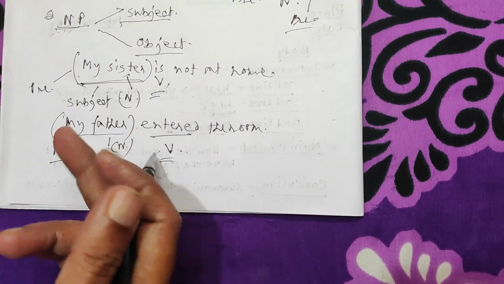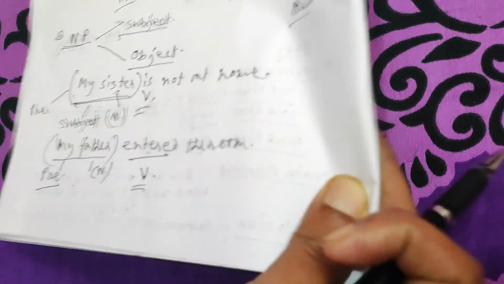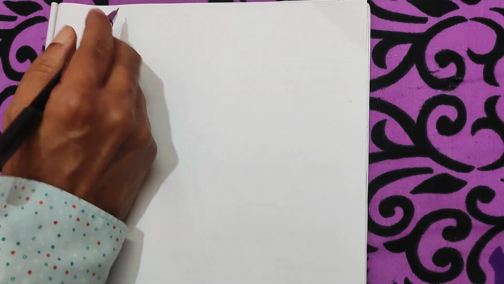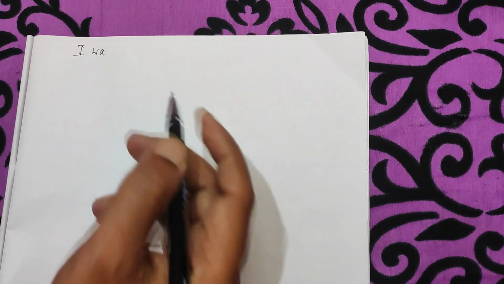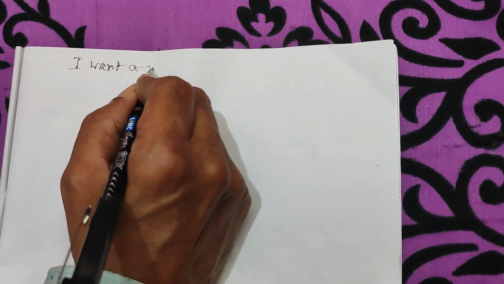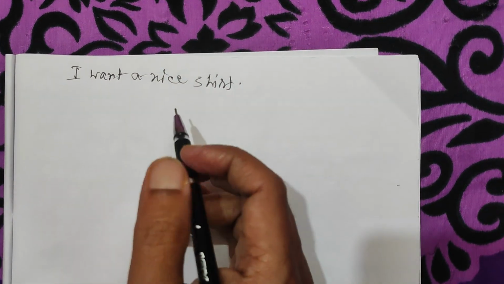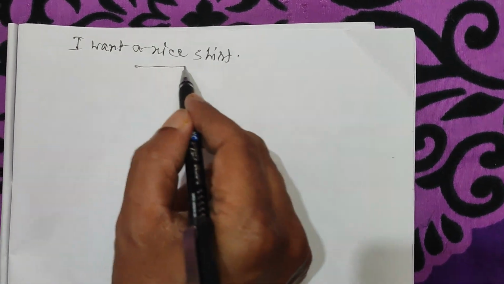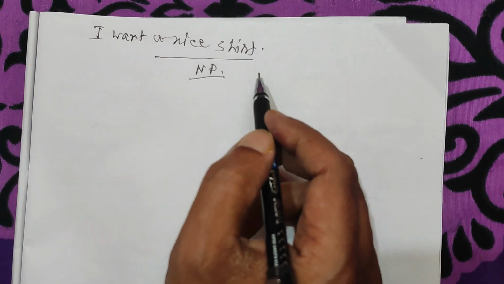A noun phrase can also act as an object of a sentence. Let us take another example to understand it very clearly. Suppose: I want a nice shirt. What happens here? A nice shirt is the noun phrase.